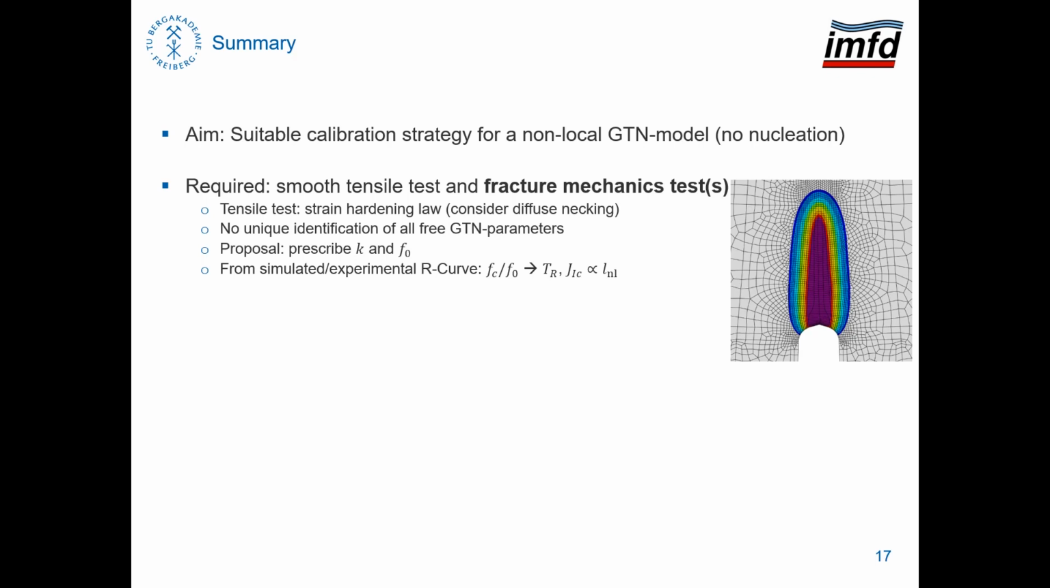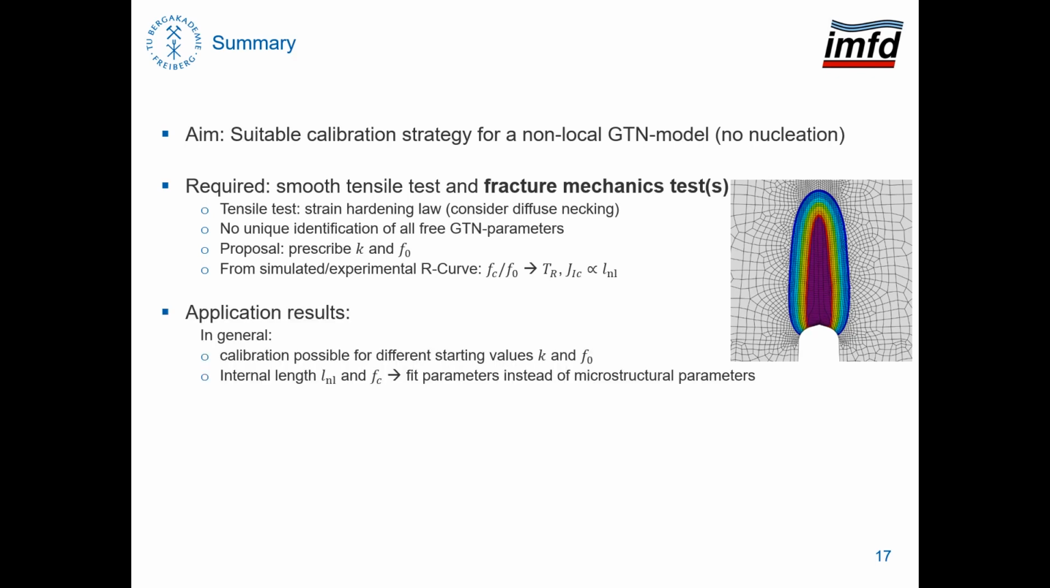With help of the tensile test, mainly the strain hardening law is identified. The necking stage should be taken into account to find an appropriate approach. The study shows that not all three parameters of the GTN model can be uniquely determined. We propose to prescribe the initial porosity and the slope of the accelerated void growth. Then, the comparison of simulated and experimental arc curves provides the most important information. Tearing modulus and fracture initiation toughness are determined by the void volume fraction at coalescence and the internal length respectively.